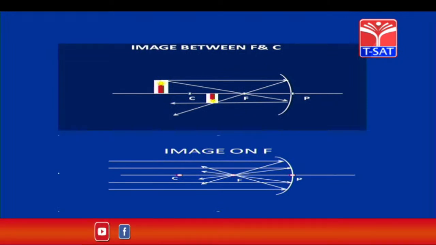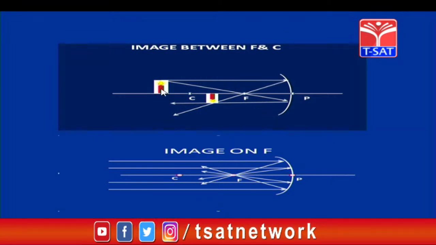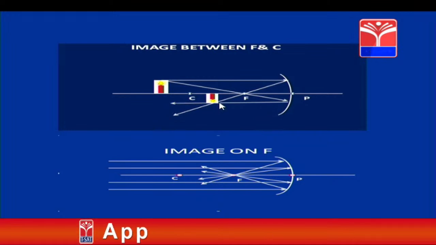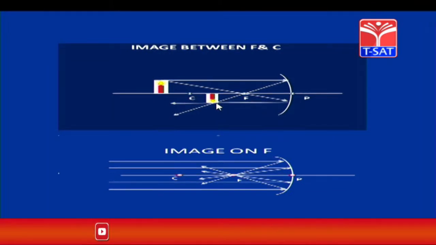Now, look at this position, children. The object is placed beyond C, that is, it is farther away from the mirror, and the image forms between F and C. Now, the size of the image is diminished, and it is real and inverted. One final image, children: when the object is very far away, at infinity, all the light rays meet at the focus. Yes. So, a highly diminished image forms at the focus. Again, this is real and inverted. So, children, this was what we learnt in our previous sessions.